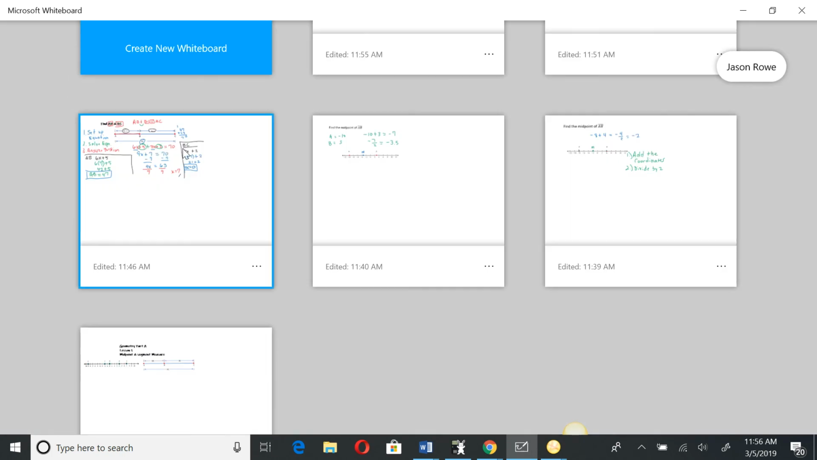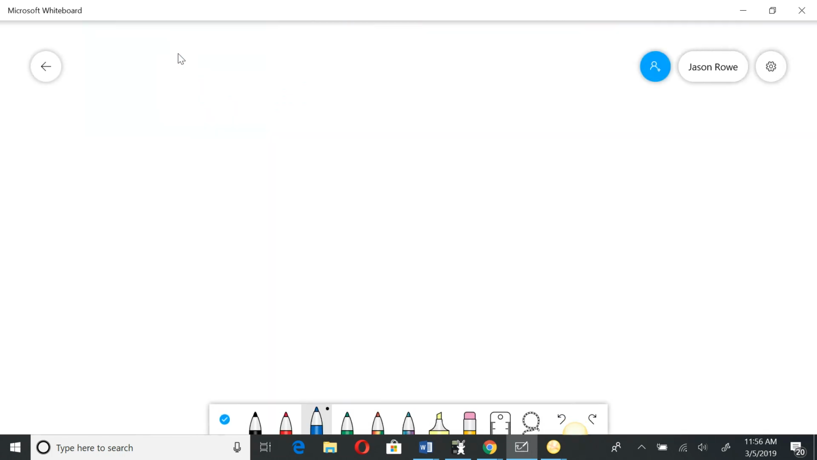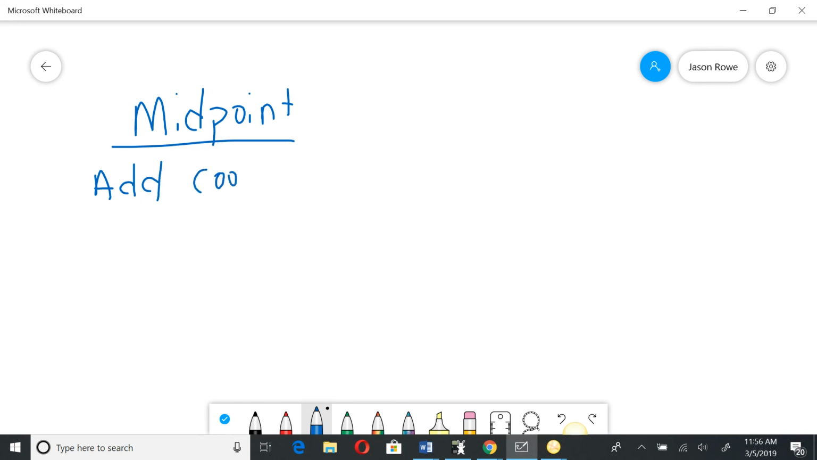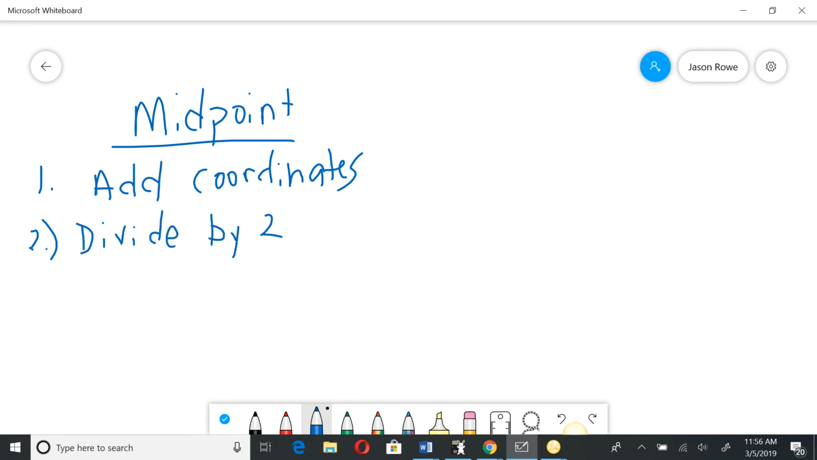All right, so I hope this helps you get started with the lesson. So for midpoints, just a quick review here. We're going to add coordinates. And then we're going to divide by 2. And that's going to give me the midpoint of any line segment.